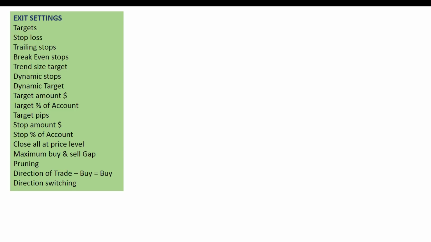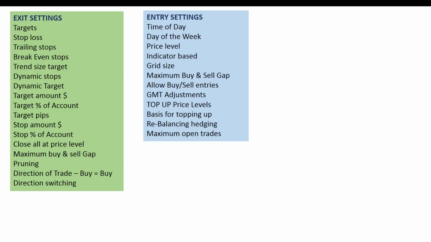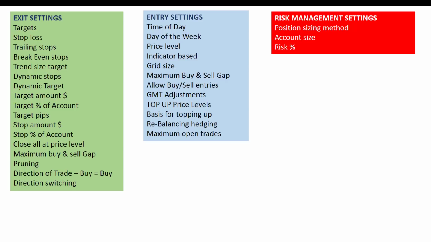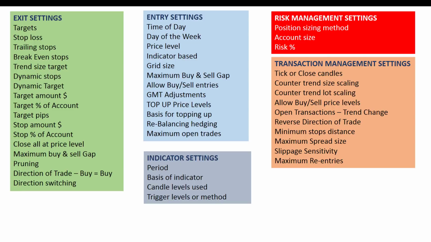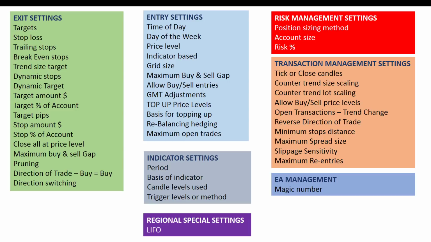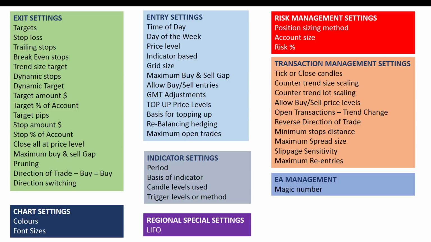As you can see, just on the exit side, there's a lot of settings. On the entry side, there's a lot of settings. There's risk management settings, there's transaction management settings, indicator settings, EA management settings, regional settings, and chart settings, and also basic EA settings. Basic EA settings are the ones that apply to all EAs. Basically, you've got to choose a currency and you've got to choose a time frame when you activate your EA, and so that's a really basic one.